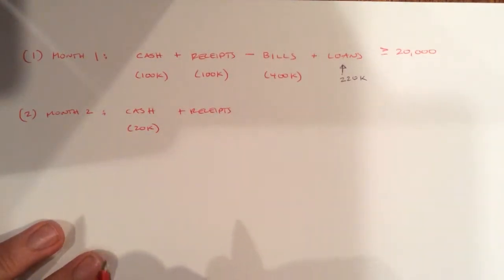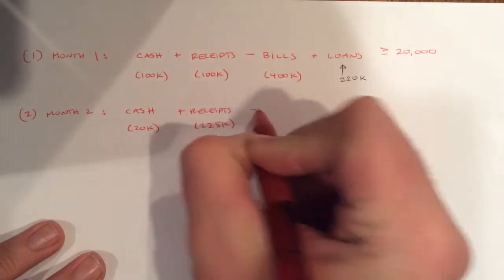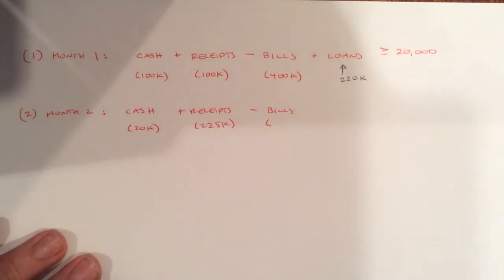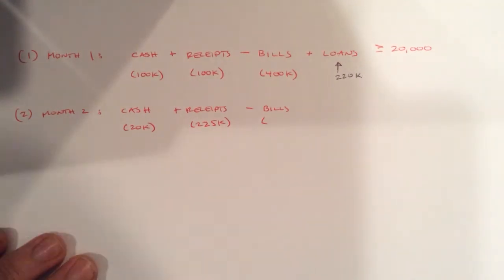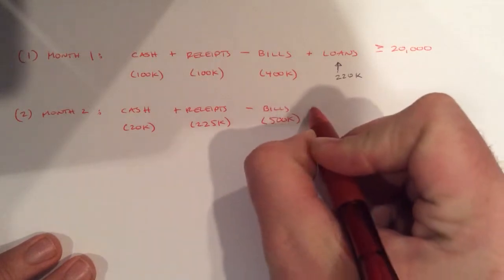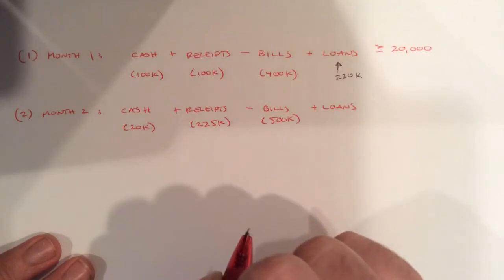And here our receipts are $225,000 minus our bills. And our bills in this case are $500,000. Oh, they're going up. Minus or plus our loans, how much money we borrow from the bank.